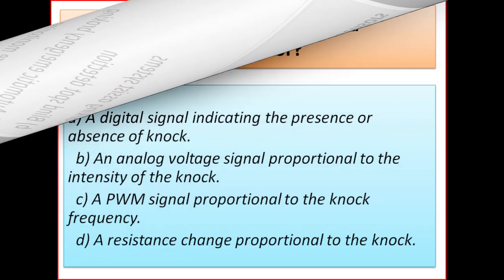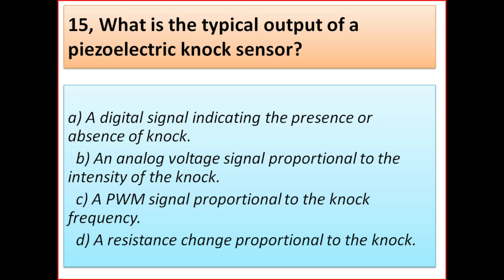15. What is the typical output of a piezoelectric knock sensor? A. A digital signal indicating the presence or absence of knock. B. An analog voltage signal proportional to the intensity of the knock. C. PWM signal proportional to the knock frequency. D. A resistance change proportional to the knock.